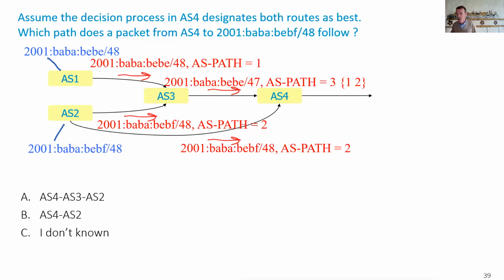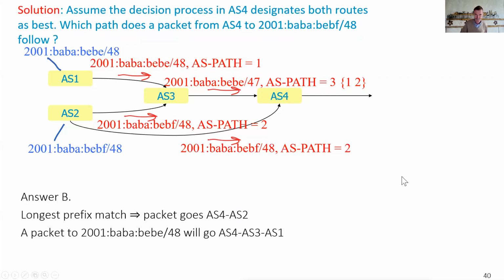I close the poll in a few seconds. Now the majority says B, which this time is the correct answer. The routers will do longest prefix match. So in AS4, there will be two routes for this destination, and the most specific will be used, which presumably will lead to the direct path here. This is what will happen.